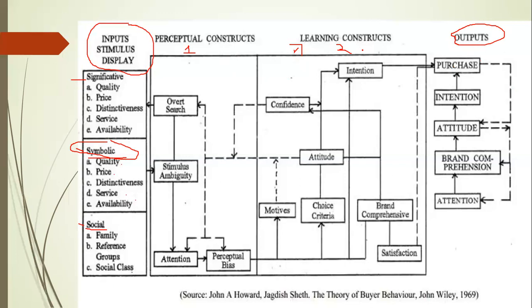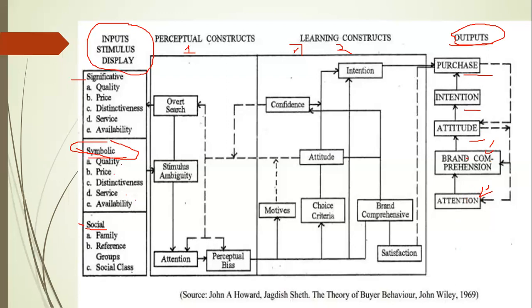Now coming to the output variables. Here we find attention, brand comprehension, attitude, then intention, then the purchase behavior of the consumer. The first is attention, based on the importance of the buyer's information intake. Attention is all about how a buyer takes in the information. The second is comprehension, the store of information the buyer has about the brand in his mind.